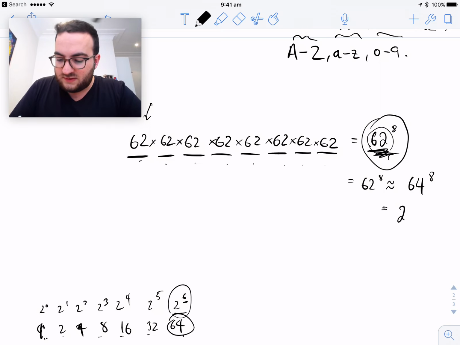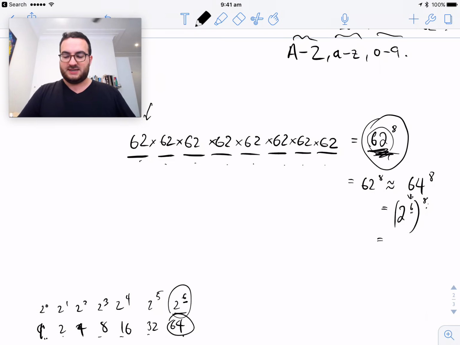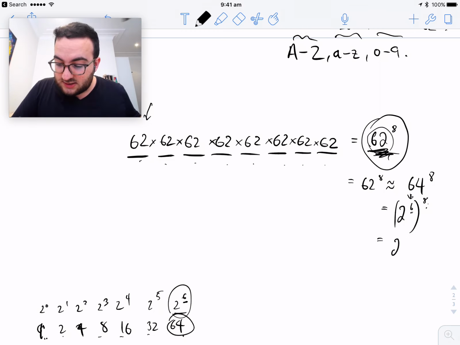So I'm just going to write 2 to the 6 and replace that 64 there. And then it's still to the power of 8. Now the way log laws work is if it's something to the power inside the brackets and there's a power outside the brackets, you can just multiply these numbers. So what is 6 times 8? That's 48, isn't it? So the total number here is 48.